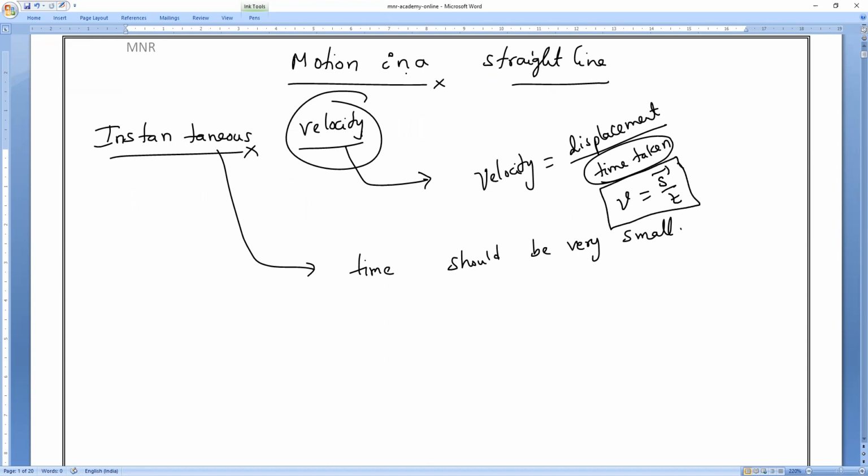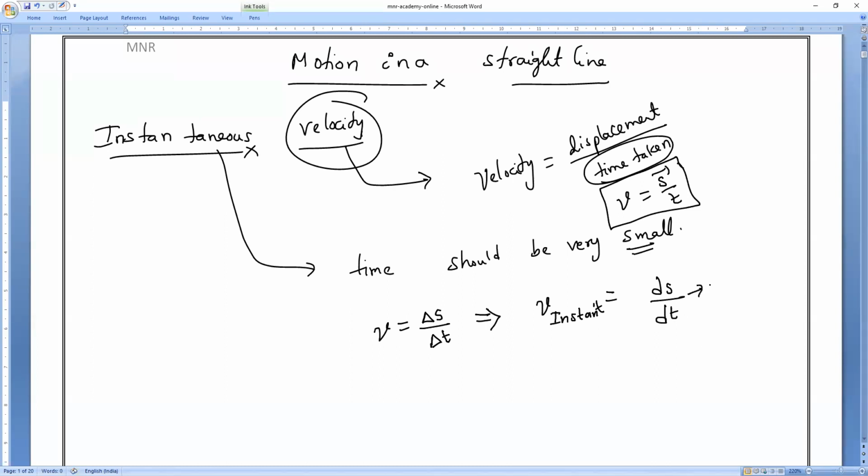Velocity is equal to displacement by time. Now, as the time becomes very, very small, you have to consider a very small interval. The small interval, I already told you, we represent with delta t. If it goes to extremely small, that is called instantaneous velocity. V instant is equal to ds by dt.